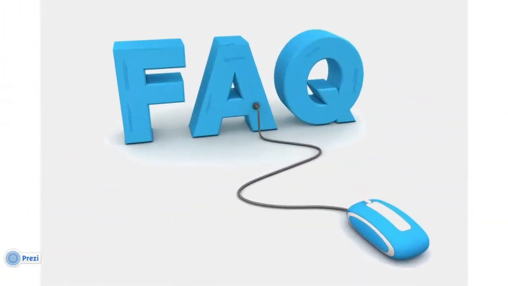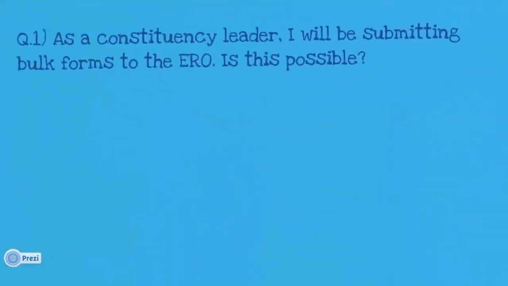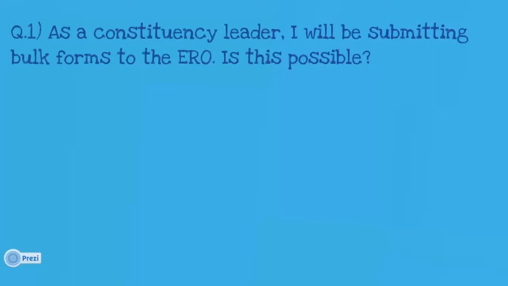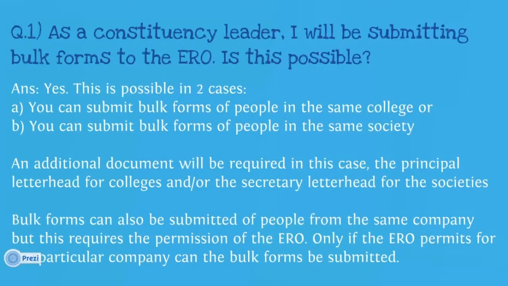Let's answer some of your frequently asked questions in the process. As a constituency leader, I will be submitting bulk forms to the ERO. Is this possible? Yes, this is possible in two cases. You can submit bulk forms of people in the same college, or you can submit bulk forms of people in the same society. An additional document will be required in this case: the principal letterhead for colleges and/or the secretary letterhead for the societies. Bulk forms can also be submitted of people from the same company, but this requires the permission of the ERO. Only if the ERO permits for the particular company can the bulk forms be submitted.